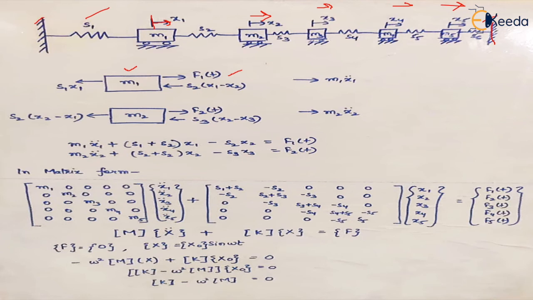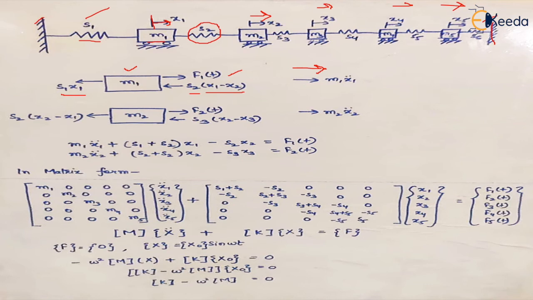right? Now, because this mass is attached to two springs, one is S1, the spring force will be in this direction, which is S1 x1, and the second spring it is attached to is this spring. So the force because of spring S2 will be S2 into (x1 minus x2), because it is talking about the relative displacement. And the direction of mass into acceleration will be the same as the displacement. So it becomes m1 x1 double dot.